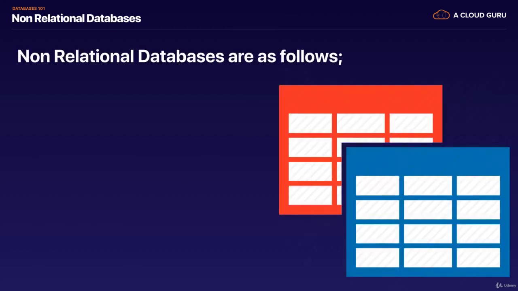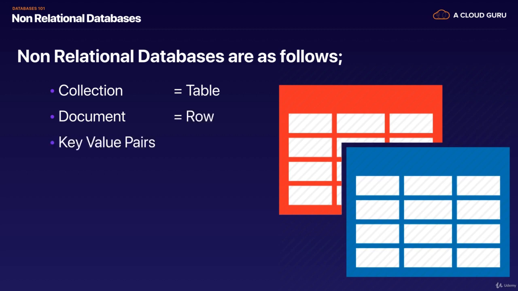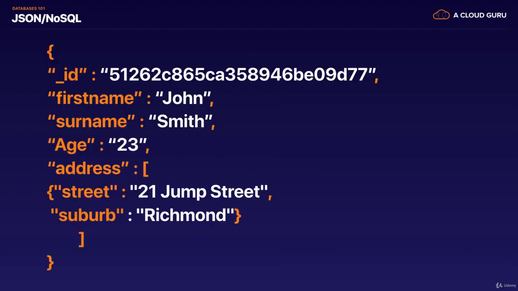Non-relational databases are probably something you may or may not be familiar with. I certainly wasn't familiar with them until around 2008, 2009. But they basically consist of a collection, and a collection is just a table. Inside the collection, you have documents, and a document is simply a row. Then you have key value pairs, and these are basically your fields or columns. So let's have a look at what a non-relational database would look like.